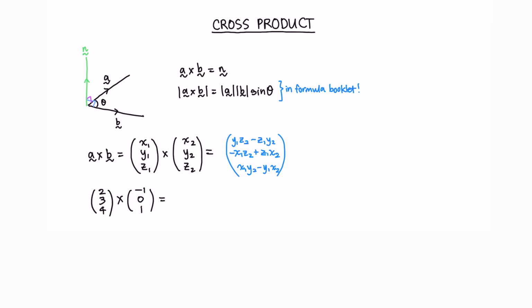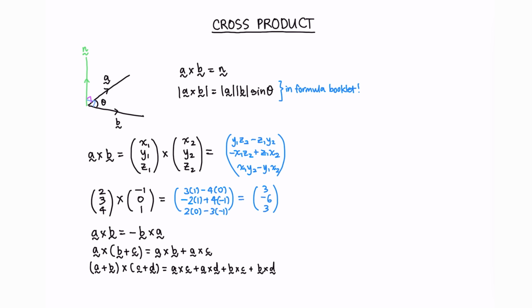Let's take the cross product of 2, 3, 4 and negative 1, 0, 1. The first step is to block out the first row, and what we should get is 3 times 1 minus 4 times 0. The next step is we block out the second row, and we take negative of 2 times 1 plus 4 times negative 1. And for the final step, I block out the last row, and I'll take 2 times 0 minus 3 times negative 1. After calculating this all out, I should get 3, negative 6, 3.